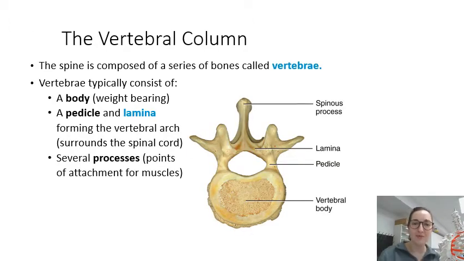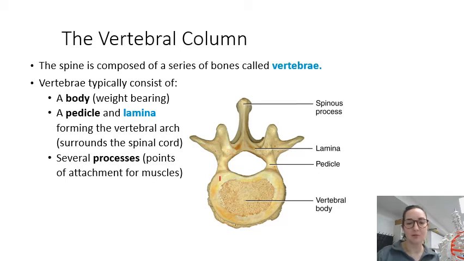All right, so we're moving on to the vertebral column. We covered all the bones in the head and the face, and now we're moving down to the vertebrae, which is your neck and your back. So your vertebrae, you have a lot of them. Each one of them kind of looks like this picture here, although they don't all look the same. Each one looks a little bit different.